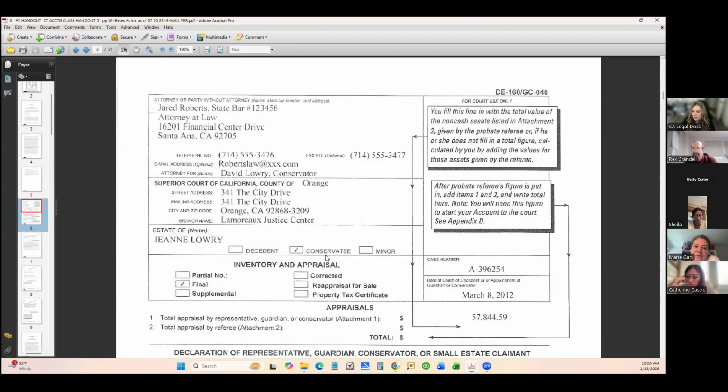If you're limited, conservatorship does not include estate, correct? Then you would not need the inventory and appraisal.